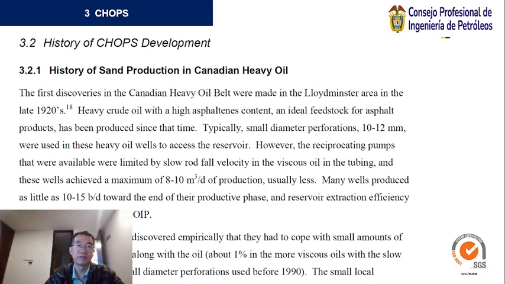History of CHOPS development. History of sand production in Canada heavy oil. The first discoveries in the Canada heavy oil belt were made in the area in the late 1920s. Heavy crude oil with a high asphaltene content, an ideal feedstock for asphalt products, has been produced since that time.